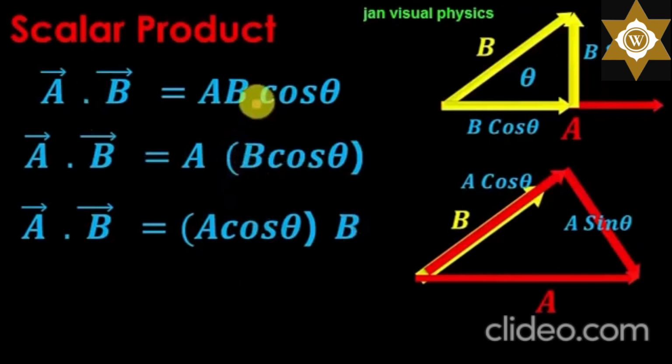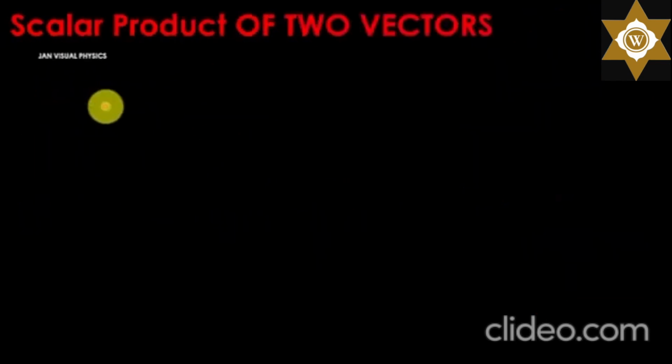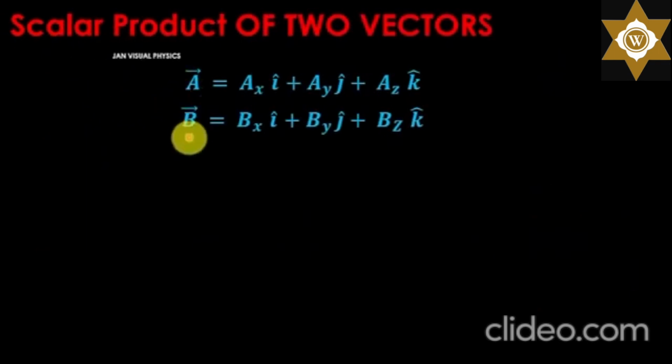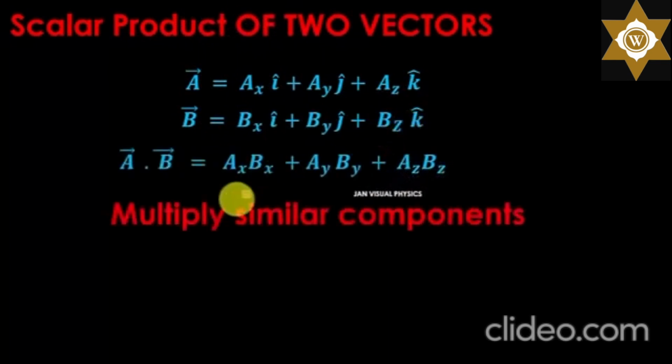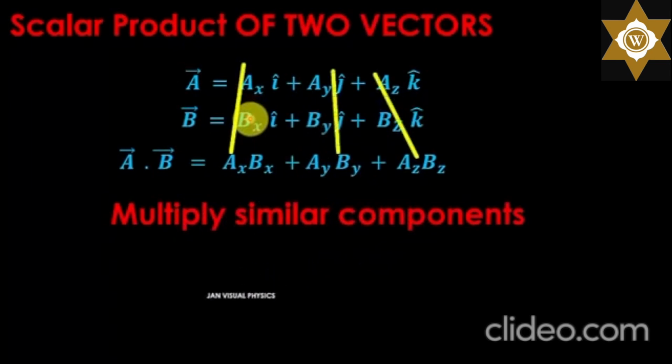This equation can be used when we are given the magnitudes of both vectors. If we are not given the magnitudes of A vector and B vector, instead we are given A vector and B vector in this form: A is equal to AX i plus AY j plus AZ k and B is equal to BX i plus BY j plus BZ k. Then the dot product of these two vectors can be obtained by multiplying similar components. That is, we multiply AX with BX and AY with BY and AZ with BZ.